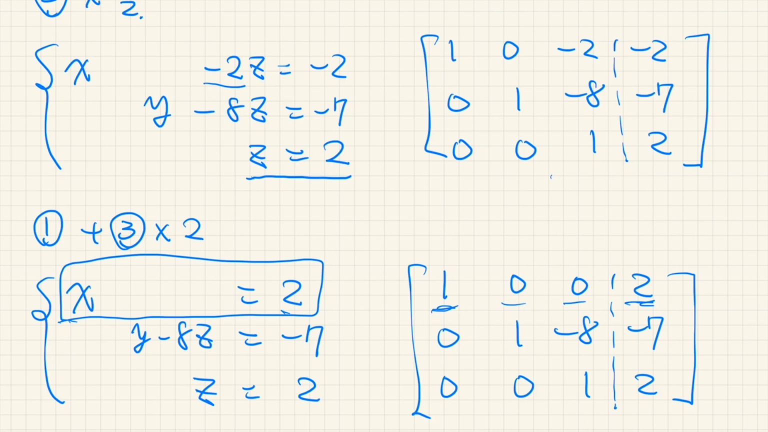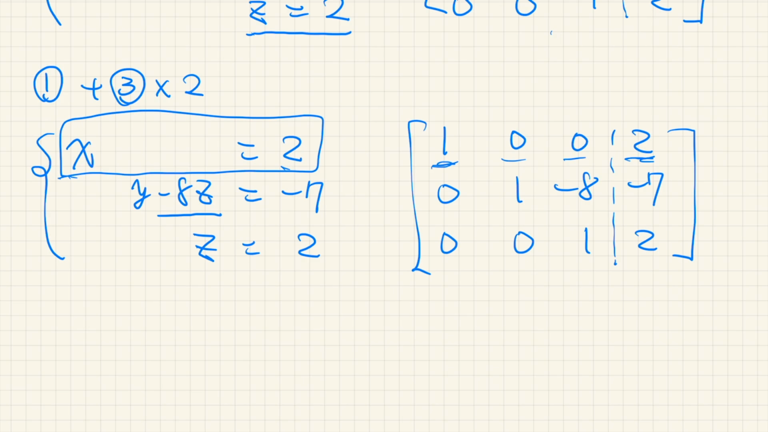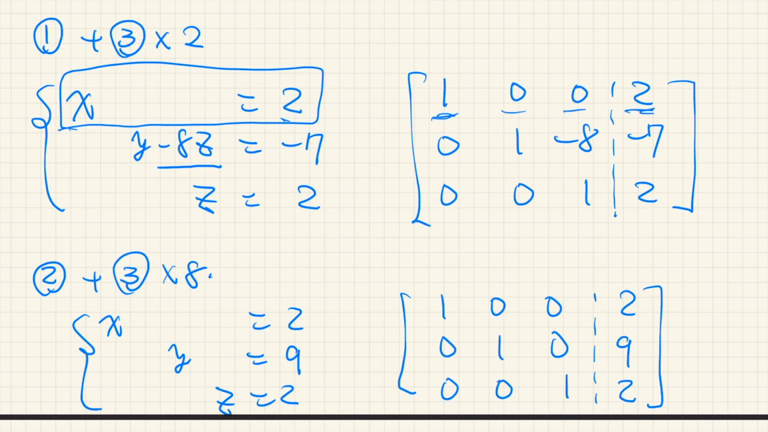And finally, let's get rid of this coefficient for z in the second row. That can be done by adding to the second row the third row times 8. And we get this. So now we know the value of y, that is 9. And the augmented coefficient matrix becomes 0, 1, 0 for the left part and 9 for the right part. Thus, we have solved the system of simultaneous linear equations.